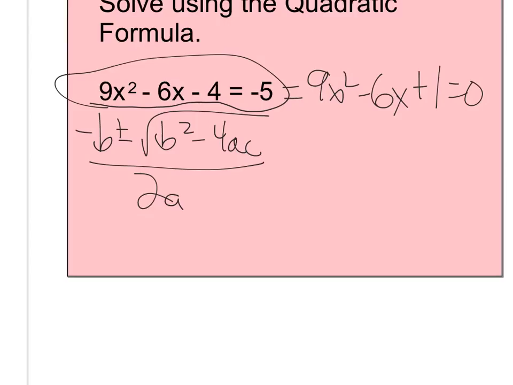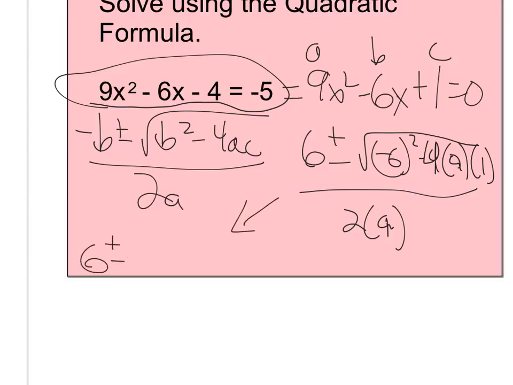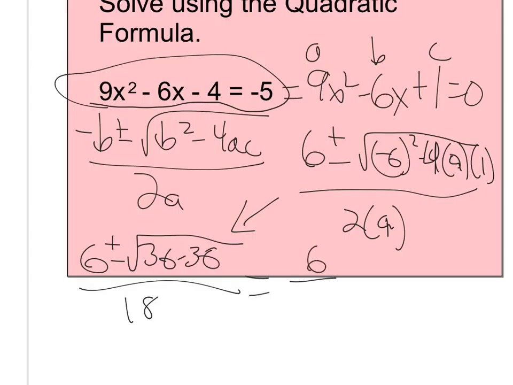So here a will be 9, b will be negative 6, c will be 1. So that's going to be 6 plus or minus square root of negative 6 squared minus 4 times 9 times 1, all over 2 times 9. Putting this together, that's 6 plus or minus square root of 36 minus 36 all over 18. Well, 36 minus 36 is 0. Square root of 0 is 0. So this just becomes 6 over 18, better known as 1/3.